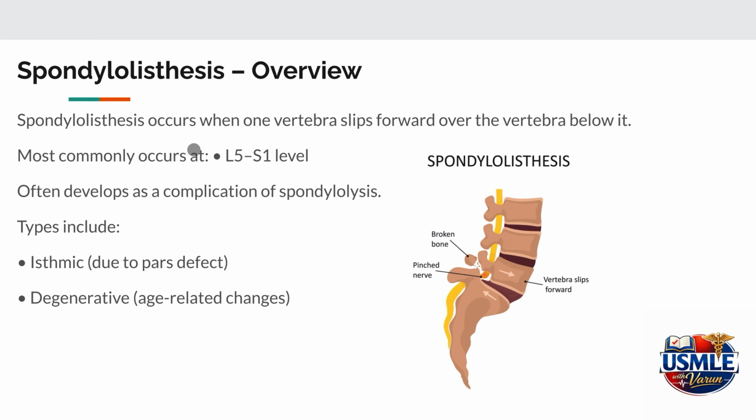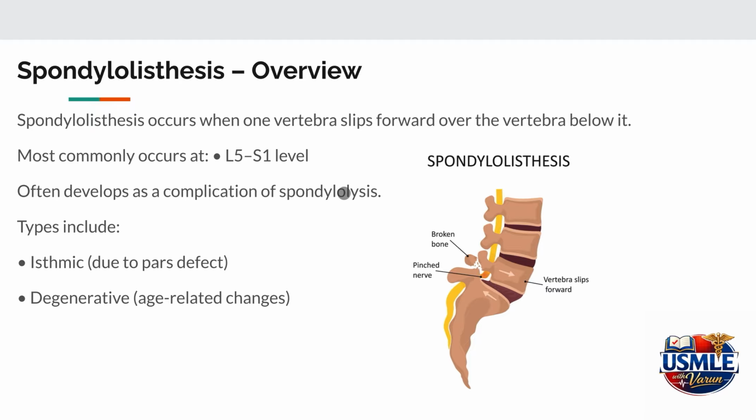Spondylolisthesis occurs when one vertebra slips forward over the vertebra below it. It most commonly occurs at the level of L5-S1. It develops as a complication of spondylolysis. Whenever there's a fracture of the pars interarticularis, there is a loss of the binding force, a loss of the adherence of one vertebra to the other.